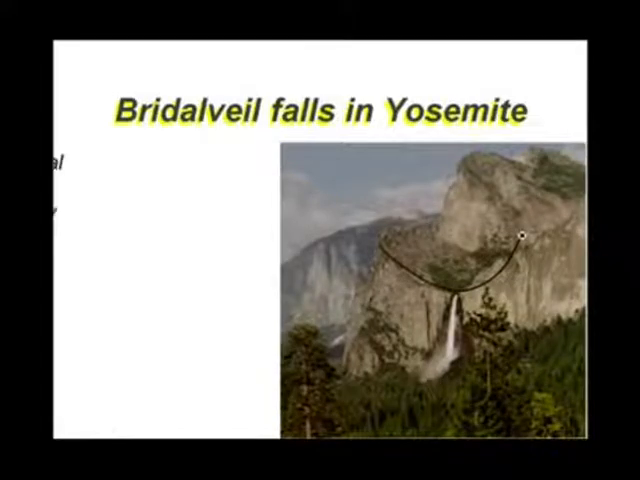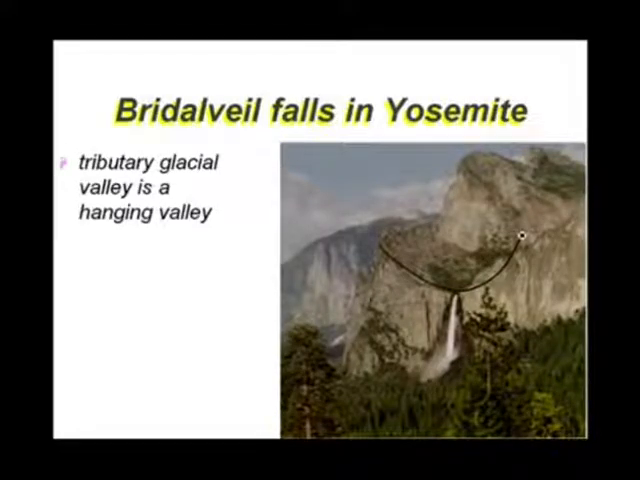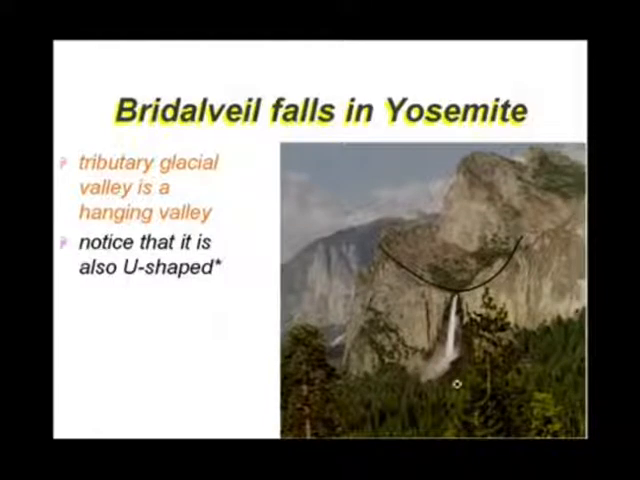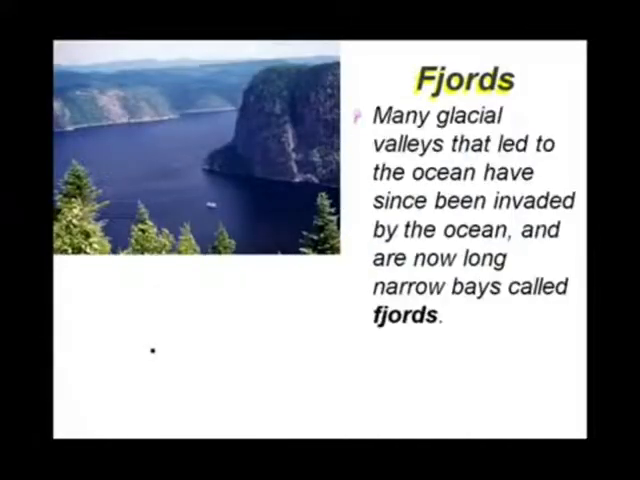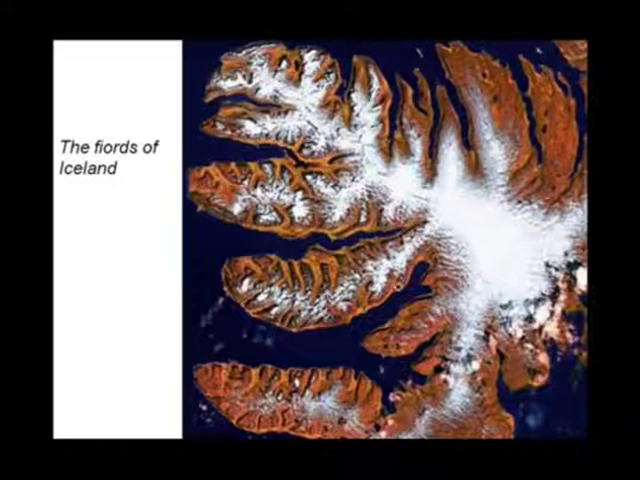Here we have the U-shaped valley of the tributary glacier hanging above the much larger Yosemite Valley with a beautiful waterfall. This is Bridalveil Falls. Fjords. Fjords are long, skinny, narrow bays that were carved out by glaciers but have since been invaded by the ocean. Every one of these bays is now at sea level, but they were once filled with glaciers.